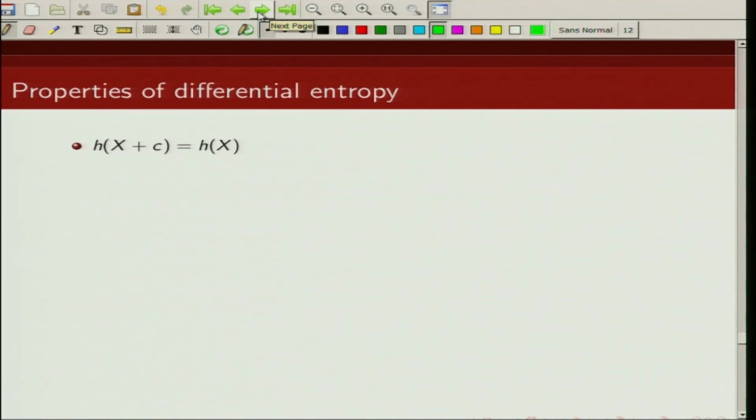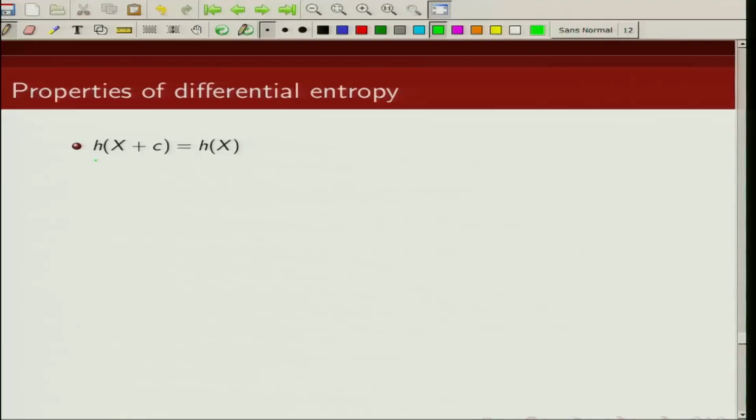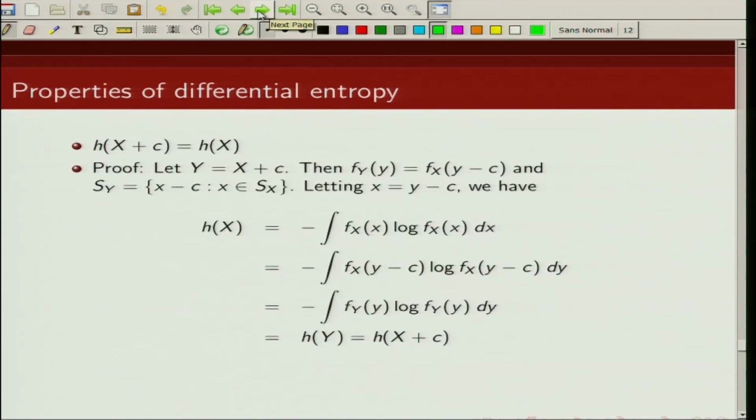Now we will prove some more properties of differential entropy. So translation does not change differential entropy. So differential entropy of x plus c is the same as h of x. This is straightforward to prove. We have a new variable y which is x plus c. We can write the density function of y in terms of the density function of x.